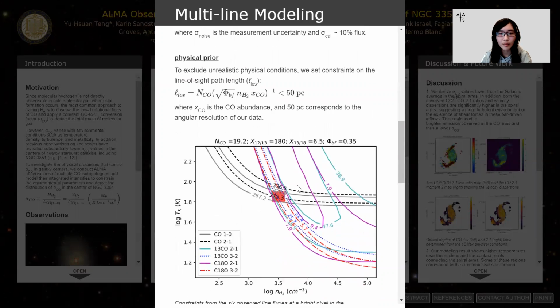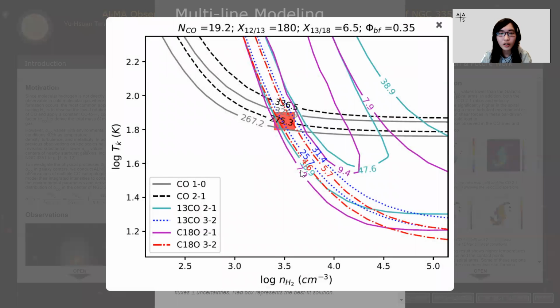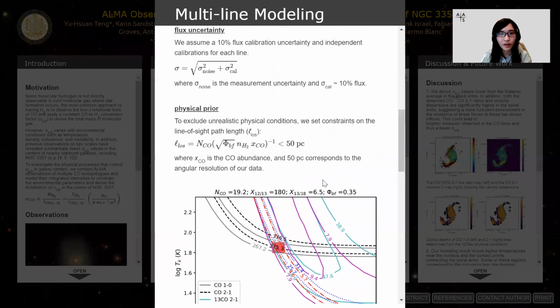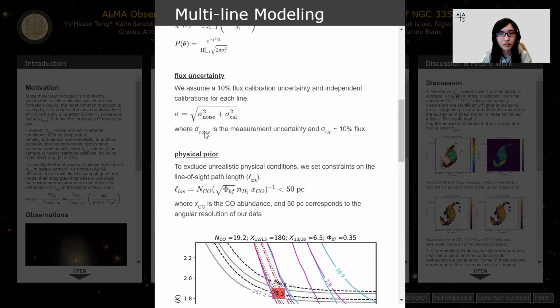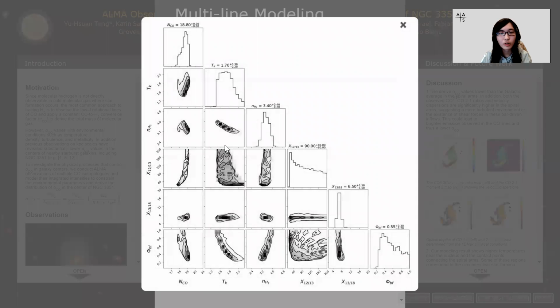So here we show an example of a bright pixel near the northern part of the ring. In this plot, we show how the best fit solution here is constrained by the 6 observed line fluxes. These constraints are given by the flux uncertainty defined here, including the measurement uncertainty and a 10% flux calibration uncertainty. And another plot below here shows the marginalized 1D and 2D likelihood distributions. We can, for example, extract the parameters that correspond to the peak of these 1D likelihoods.